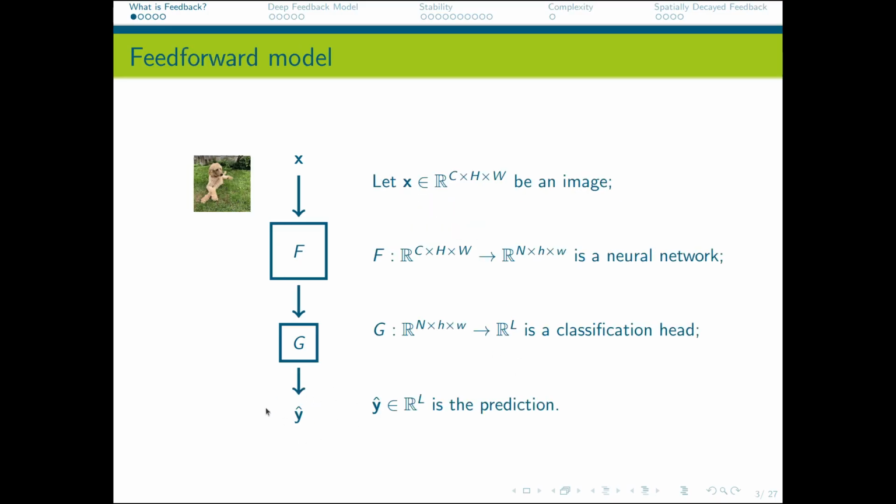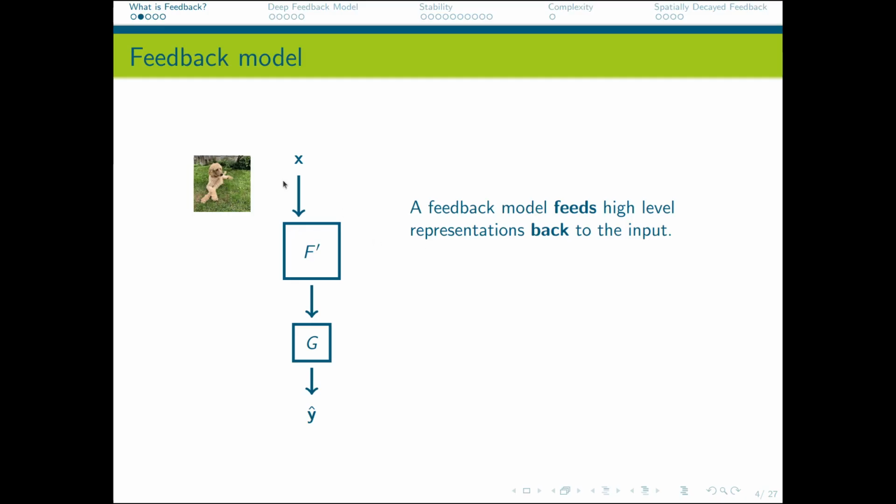And the output of the model is going to be a state vector y hat, which represents the target associated with the specific stimulus of a beautiful poodle. So, feedback is very similar in terms of neurocircuitry, but of course one thing that changes is that we are going to split the latent representation and feed back to the input of the neural network F prime.